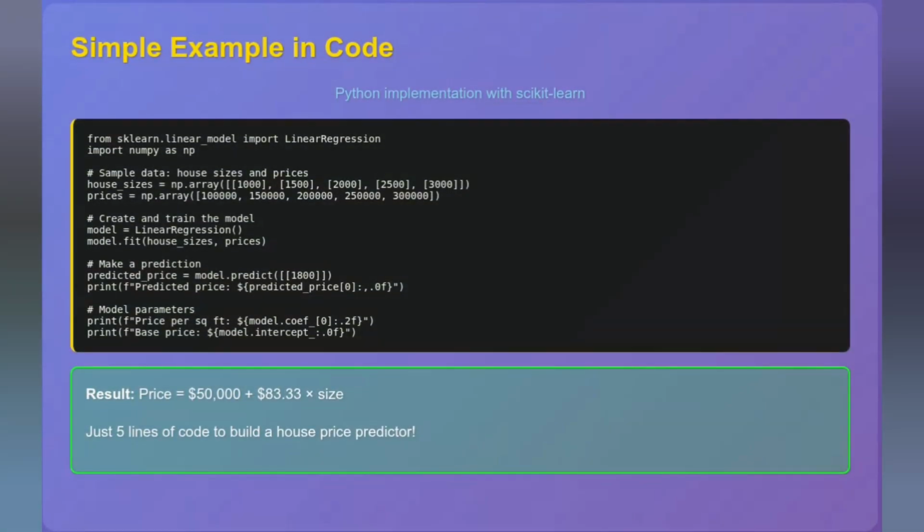Here's what linear regression looks like in Python with scikit-learn. That's it. 5 lines of code to build a house price predictor. The beauty of linear regression is its simplicity.